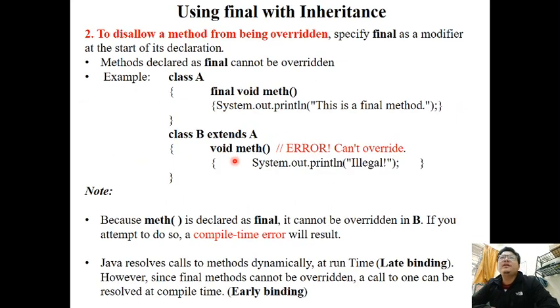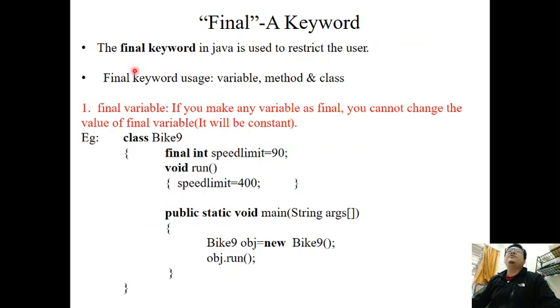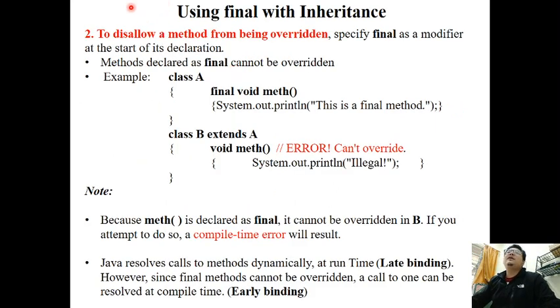Next, what happens if you associate the final keyword with a method? If you associate the final keyword with a method, then you cannot override it. A method declared as final cannot be overridden. For example, suppose there is a class A and a method named meth with return type void, and you have specified that this method is final, and there is some definition of this method which I'm not worried about.